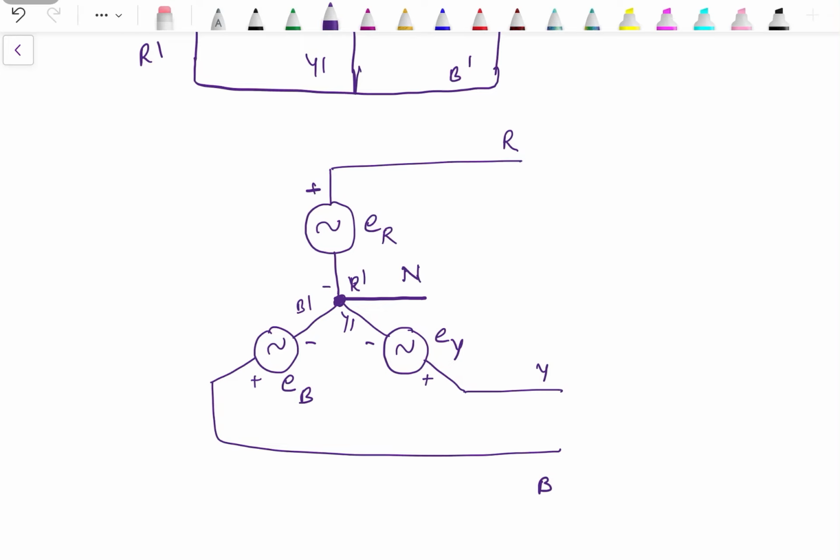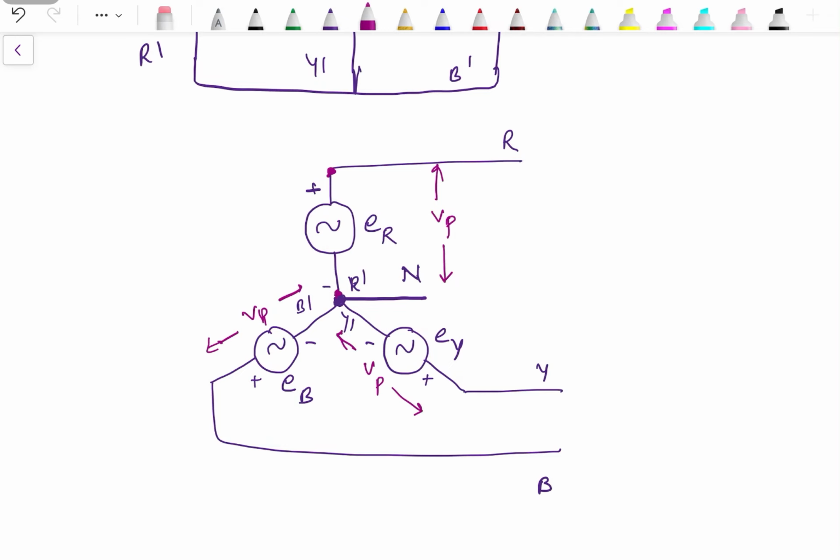Now, if we measure the voltage induced in each winding, that is known as phase voltage. It means the potential difference between these two. This is known as phase voltage. Similarly, from here to here, it's phase voltage. This one is also phase voltage.